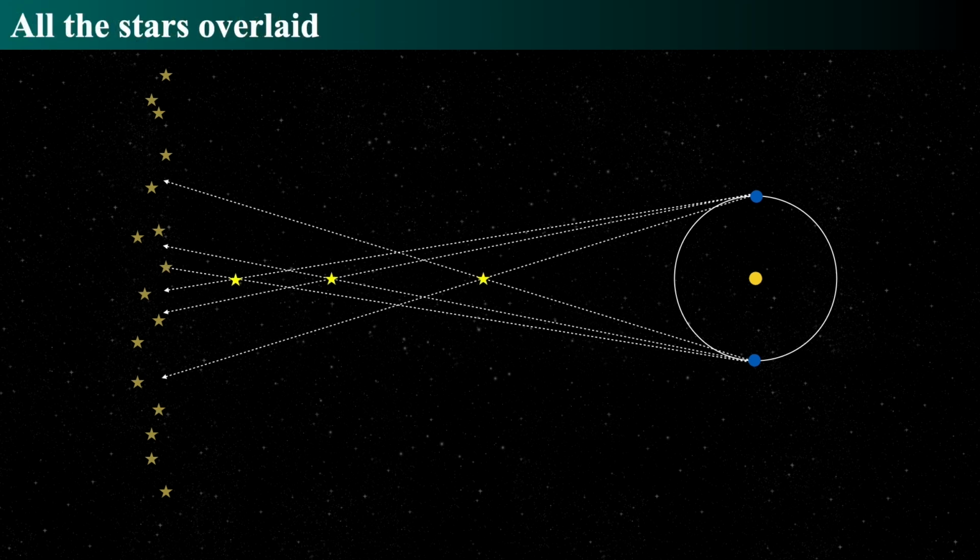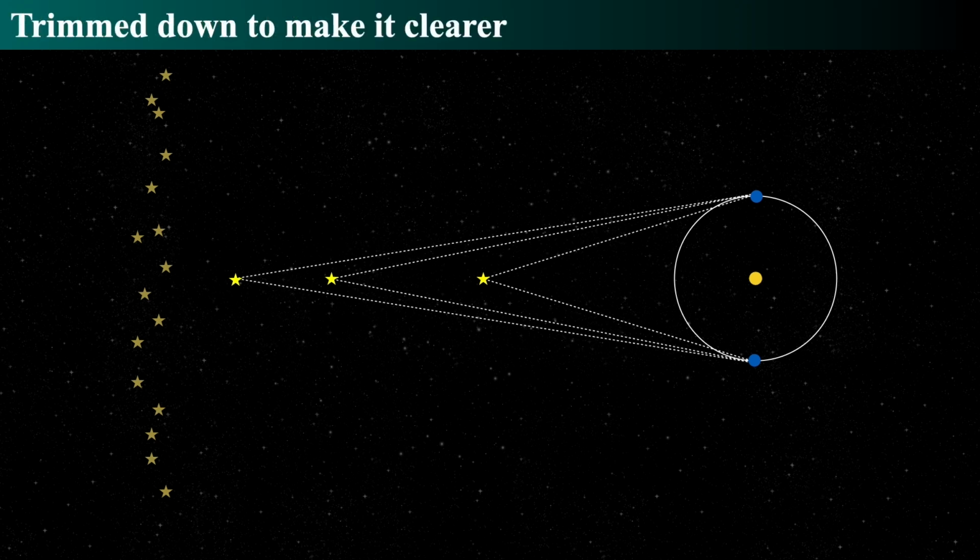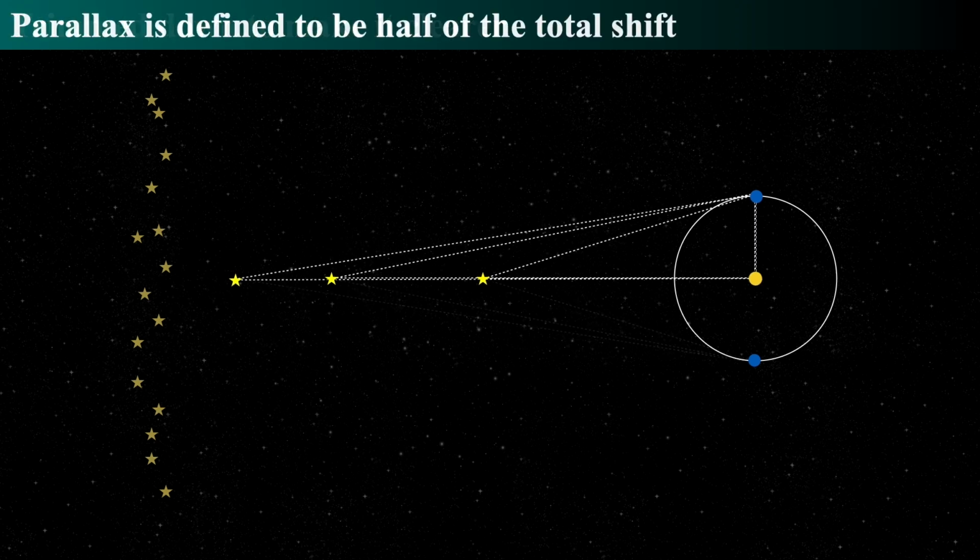Right, so we can overlay them together, and then we snip out the distances to make it a little clearer, and then we cut it in half, and we define the parallax to be half of the total shift over the course of a year. That's the definition of parallax. Not the full shift, but half of the total shift. So you get a nice right triangle out of it, with the sun at the center.